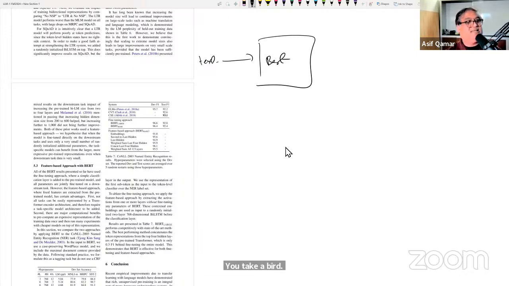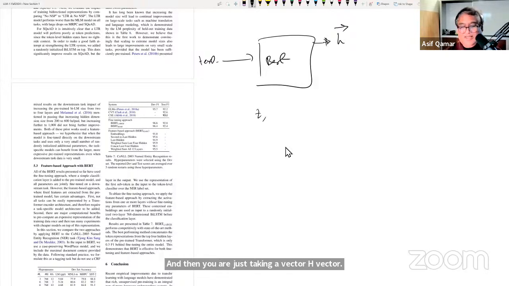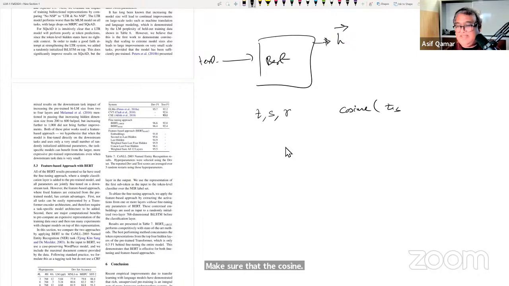You're taking the HLS, the token, and then you are just taking a vector, the H vector, and you're basically saying that given a text T, a similar text S, and a random text, make sure that the cosine between T and S is maximized, and minimize the cosine between T and random. That's all it is, right? But you're just using BERT.